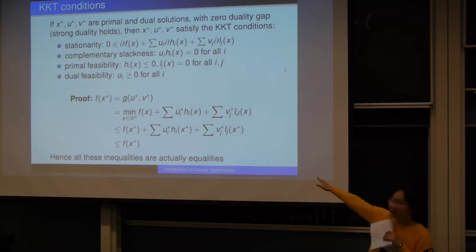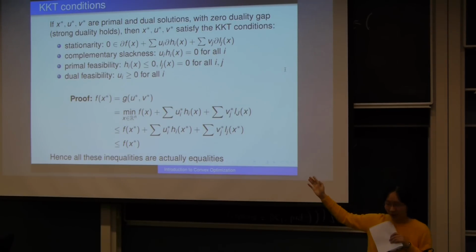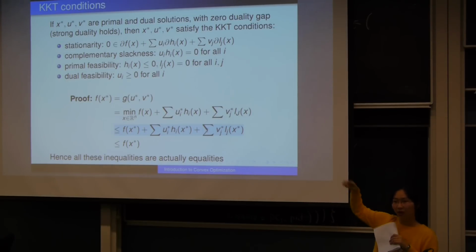I provide a proof here. So actually, this is very easy. If you look at this, the first equation holds because strong duality holds. The second one, g(u star, v star) equals this, is just the definition of the Lagrange function. And the third inequality holds because if we do a minimization over a function, it will be smaller than the function with any value in it. And the last inequality holds because x star is the primal optimal value, so it's in the primal feasible set.